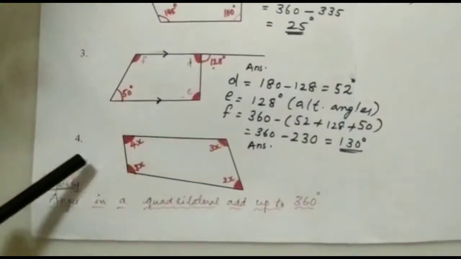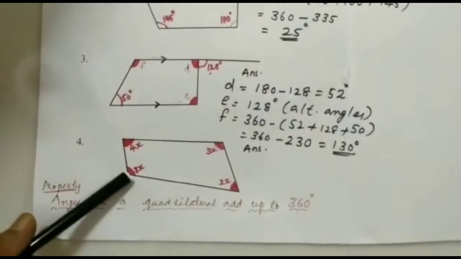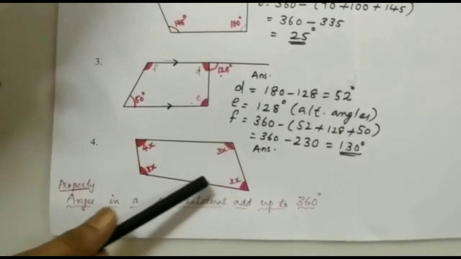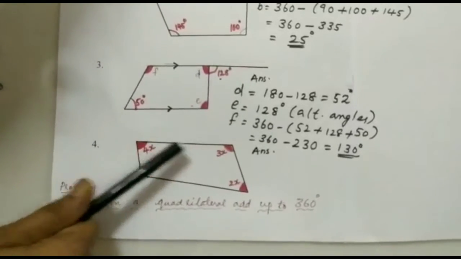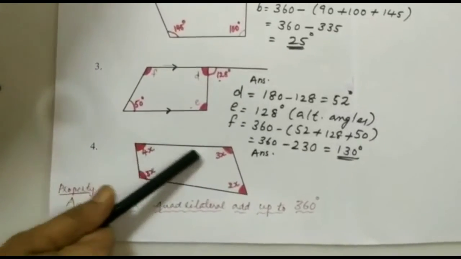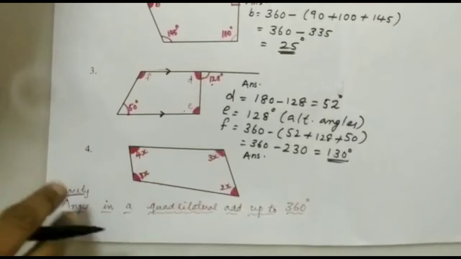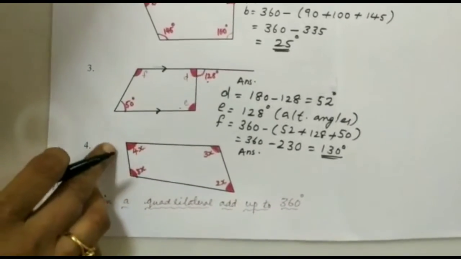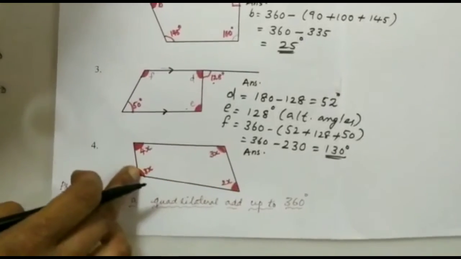Question 4. Also a quadrilateral is given. See the question. This is 4x, 3x, 2x, 3x. Everywhere the letter x is there. So you have to find out x and then multiply with the numbers, then only you will get the angles. So we have to apply the angle property of a quadrilateral.